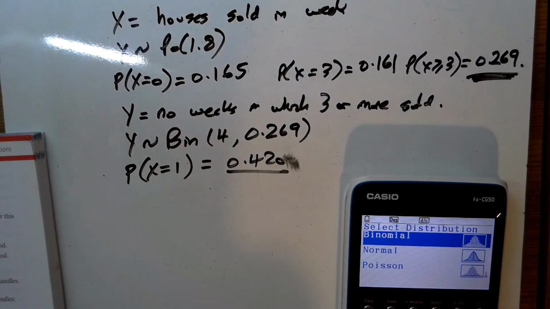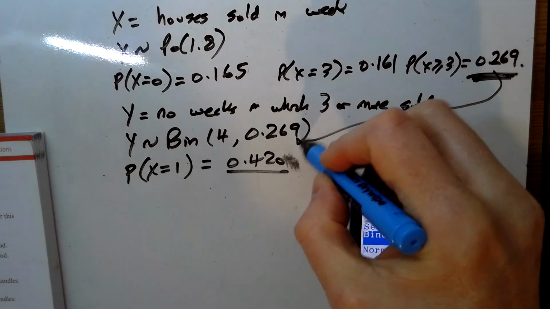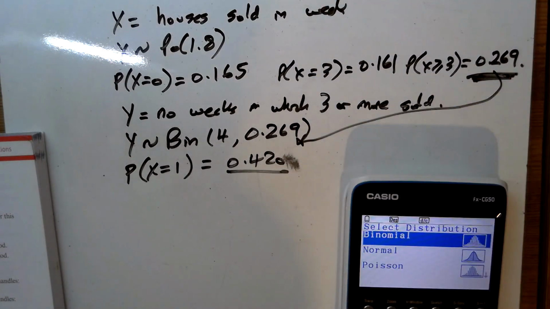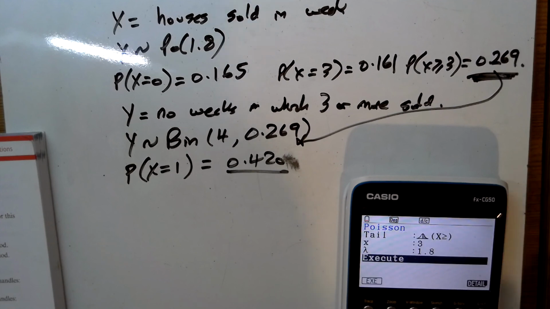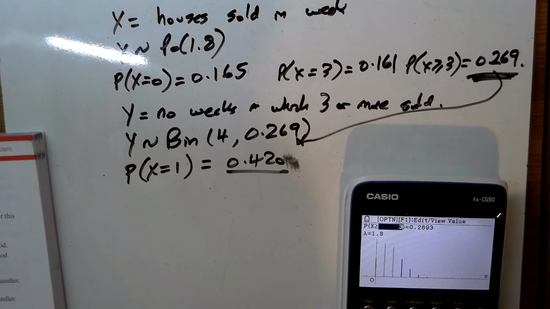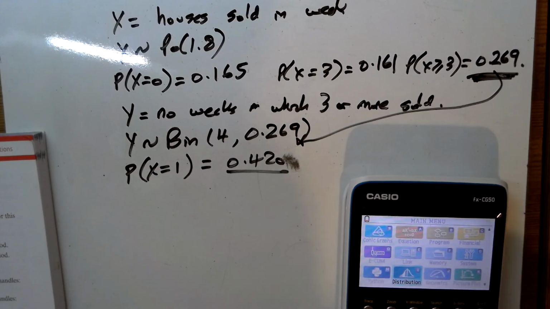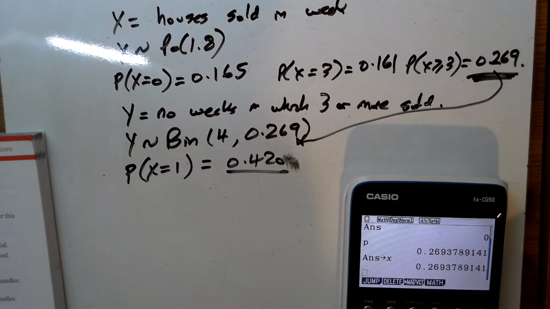I mean, that's the right answer. I'm just a little bit concerned about the rounding that I made from here to here. I've just been playing about with the calculator, trying to see if I can actually not round it. I've found one way of doing it. So I've got my Poisson distribution here, and this was the calculation I did here, and it gives me the answer 0.2693.